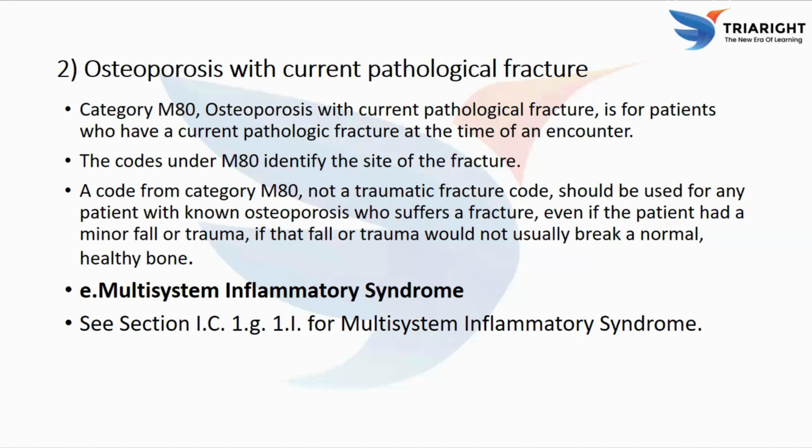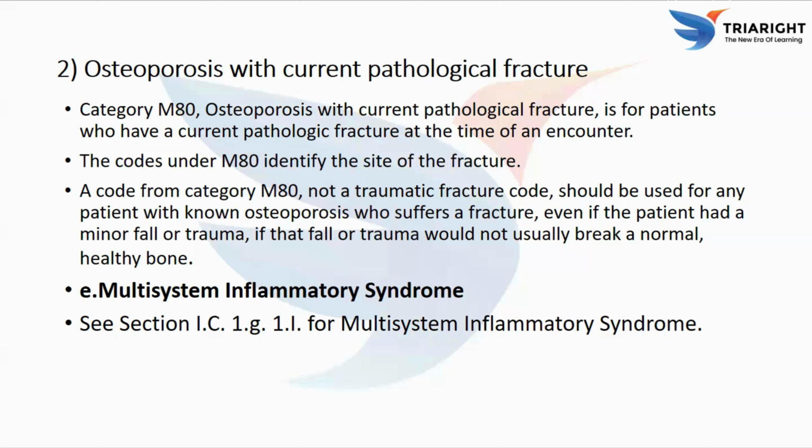And M80.031D. Here the seventh character is D, that is subsequent encounter, and osteoporosis with humerus fracture is the description of the code. So these M80 codes also tell us about the type of osteoporosis, such as whether it is age-related, drug-induced, postmenopausal or other secondary causes. It also tells us about the encounter type, nothing but the seventh character. So what is A, what is D, what is S? A is the initial encounter, that is active treatment. D is a subsequent encounter, and S is the sequela, nothing but the long-term complication such as chronic pain.